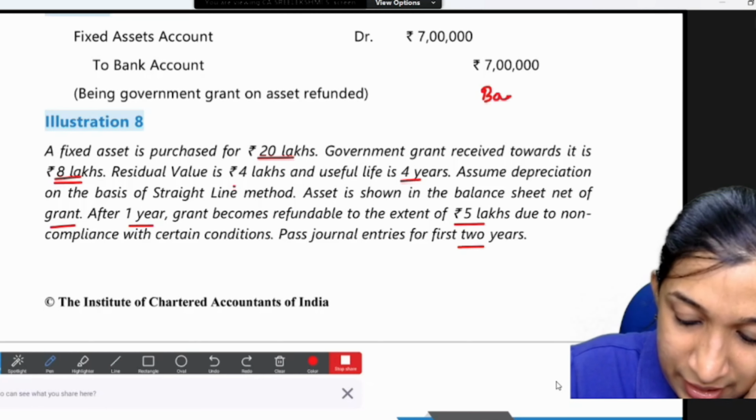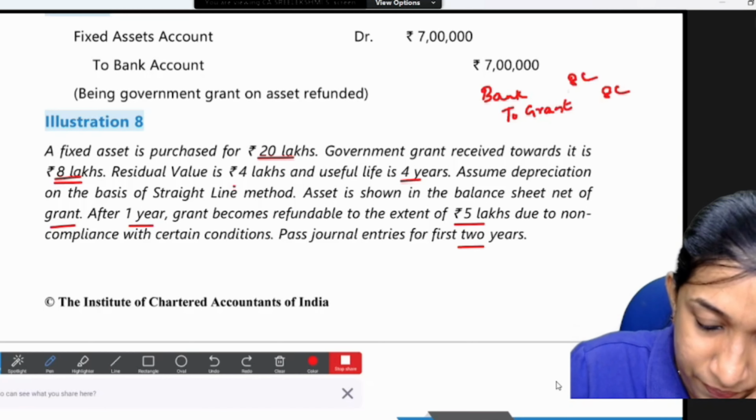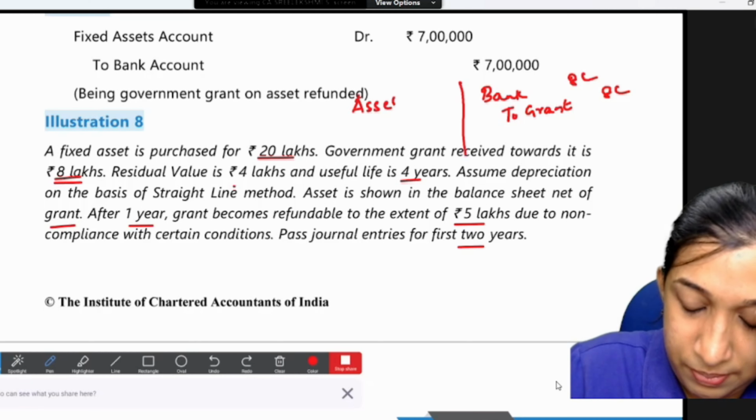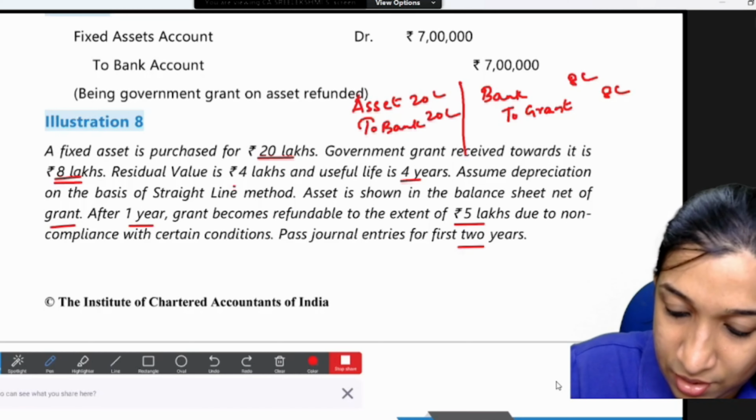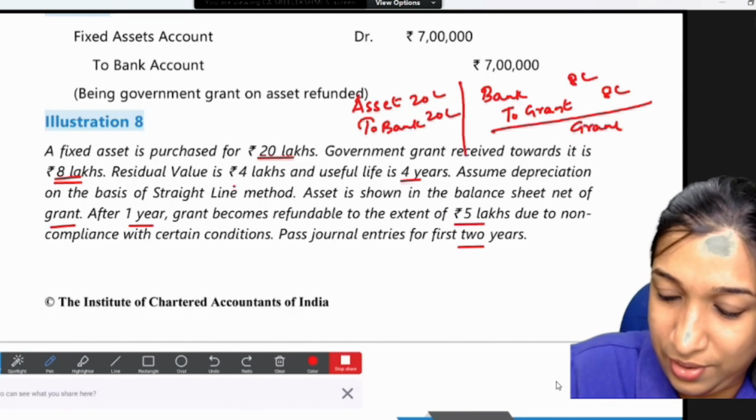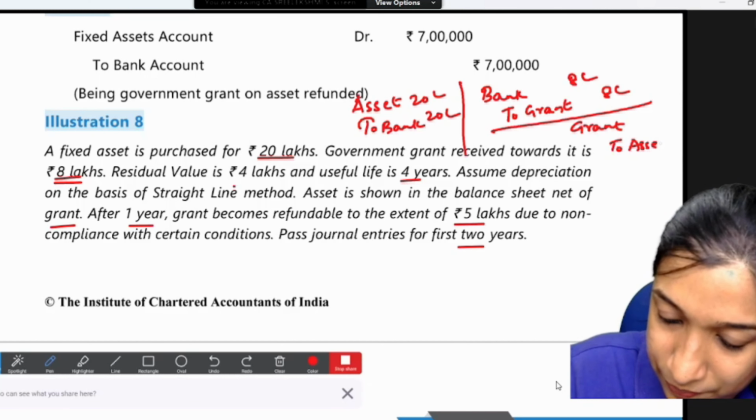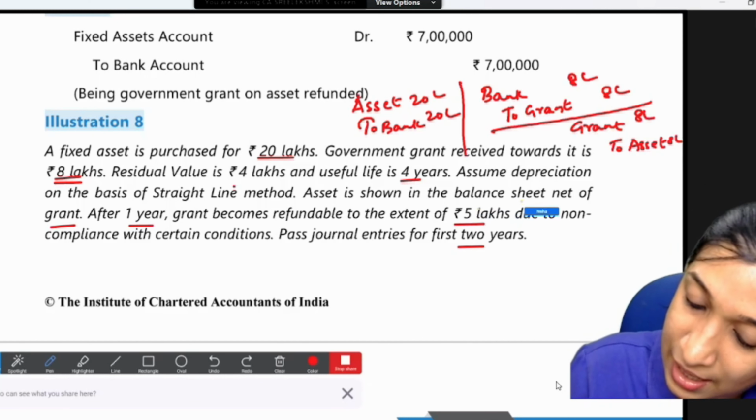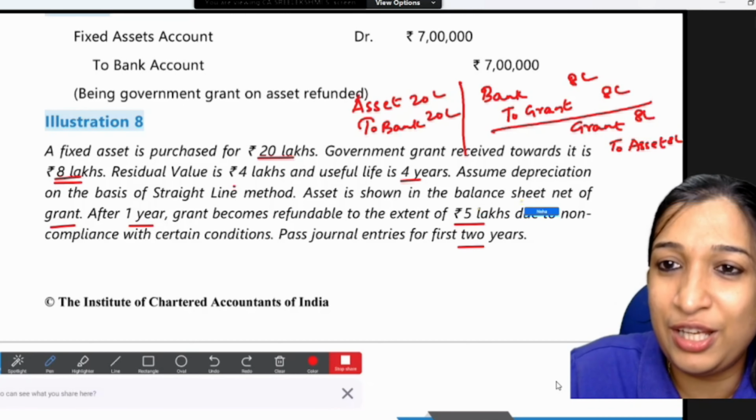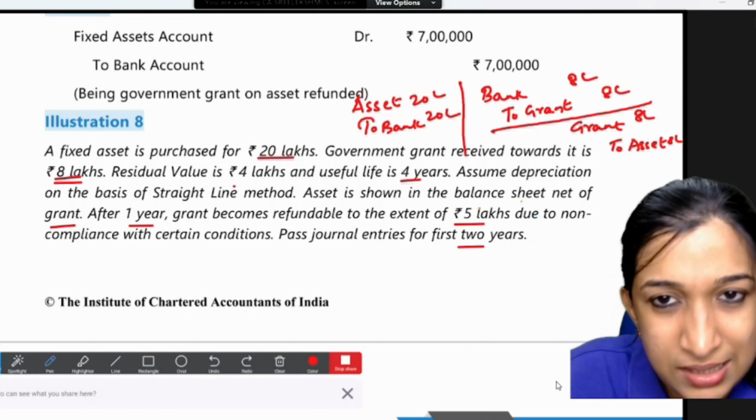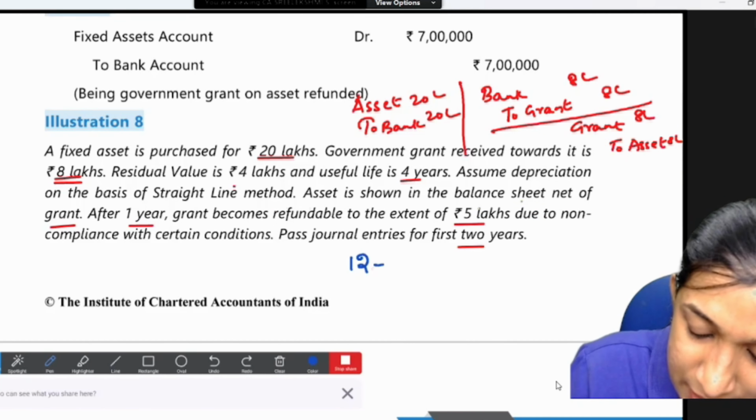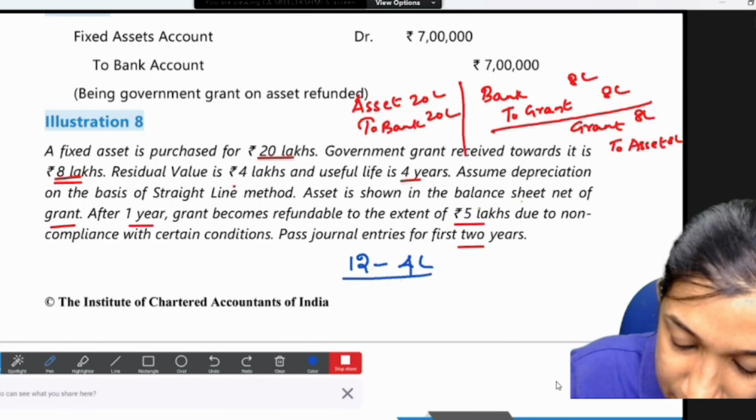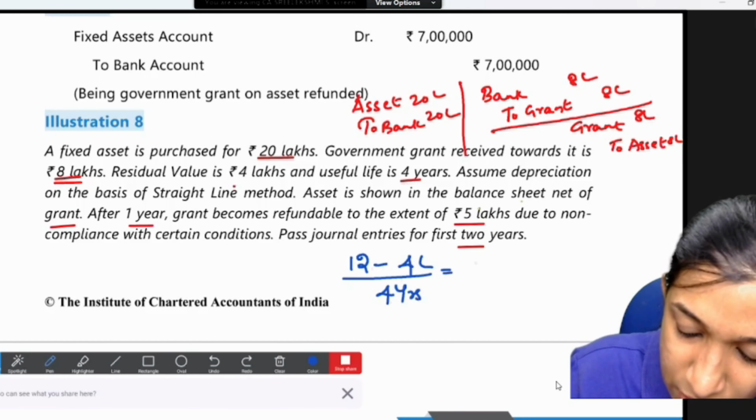Bank to grant, 8 lakhs. Asset to bank, 20 lakhs. So, grant to asset, 8 lakhs. Now the total grant value is adjusted against the asset. So the asset value is 12 lakhs. So how much will be the depreciation? 12 lakhs minus residual value 4 lakhs divided by 4 years. So depreciation will be 2 lakhs.